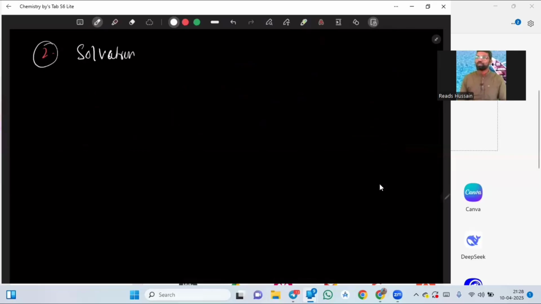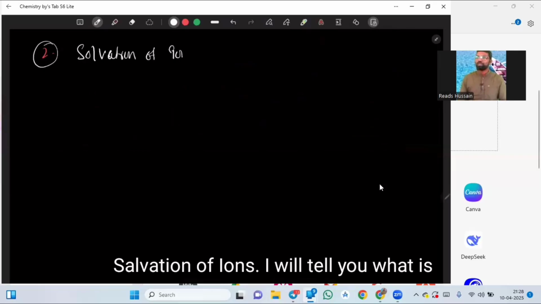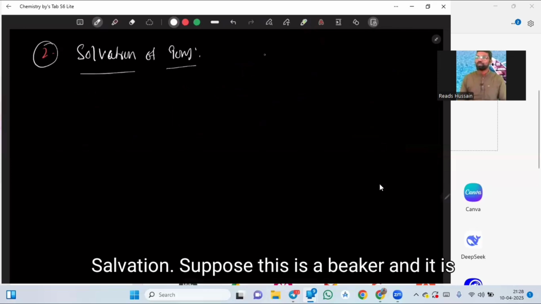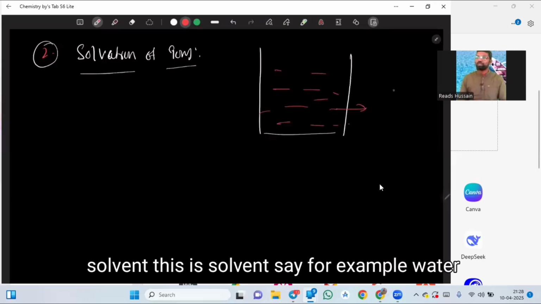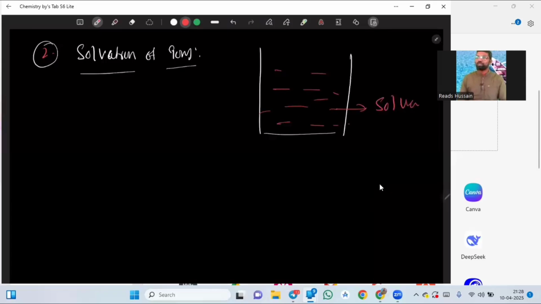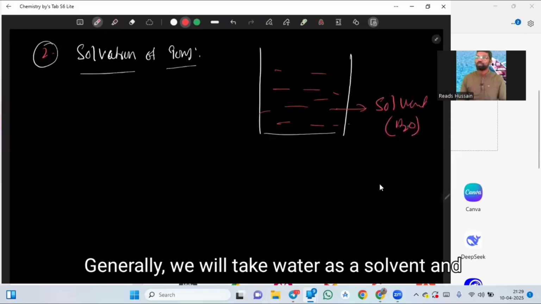Solvation of ions. I'll tell you what solvation is. Suppose this is a beaker and it is filled with some solvent. This is the solvent, say for example water. Generally we'll take water as the solvent.